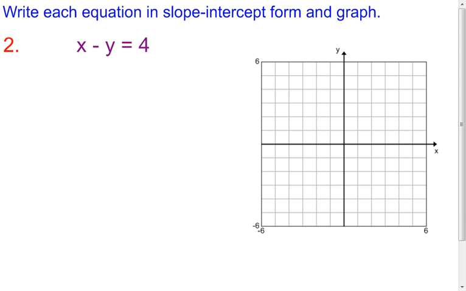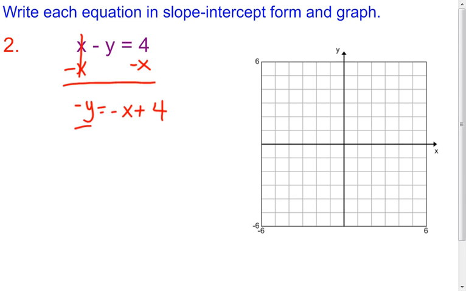Next one, this is also a linear equation because I have no more than two variables. They are not multiplied ever, they're not in the denominator, and I have no exponents. Okay, so I can tell that this is linear. It is also in standard form, which is ax plus by equals c, but I want it solved for y. So I want to subtract x, and I'll have negative y equals negative x plus 4.